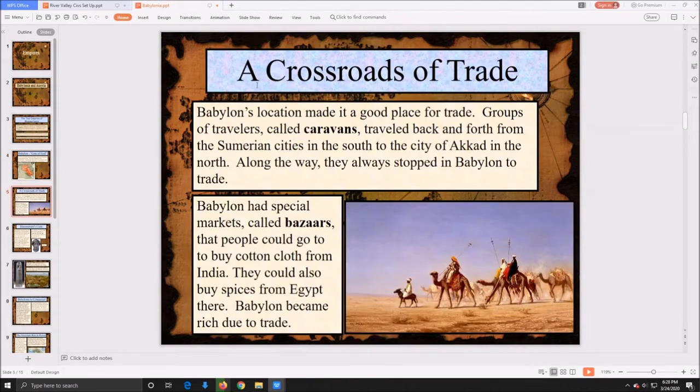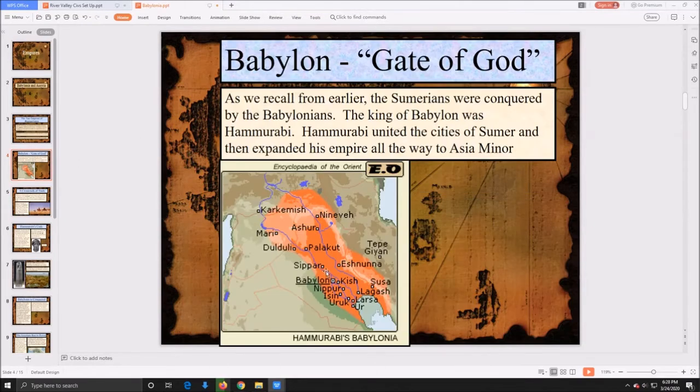Next, go ahead and make a new bullet, and we're going to write down Crossroads of Trade. The area where Babylon was located was a pretty good central location for trade. It's along the river, and it's along trading coming from east to west. So east to west trade would come through this area, and it's also along the river, so items getting transported from upriver would come down through this area.